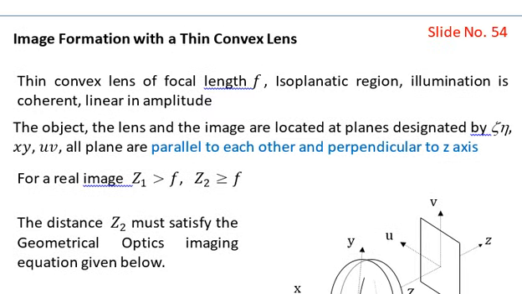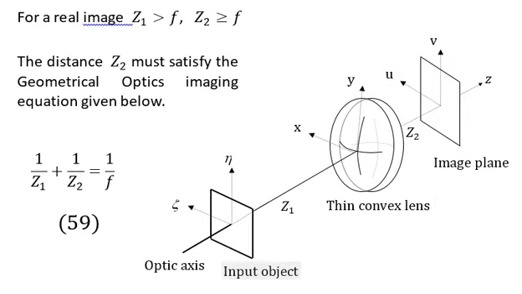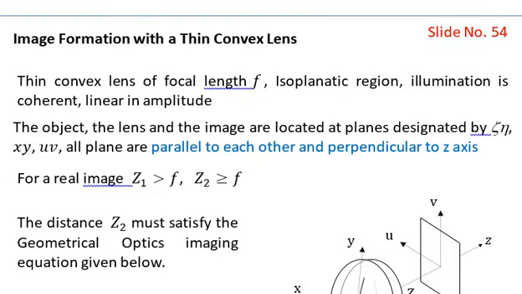Thin convex lens of a focal length f. We are using a thin convex lens of a focal length f, and the region we are considering for the lens is the isoplanatic region, or the paraxial region of the lens. We have already explained isoplanatic terms many times in previous slides. Illumination is coherent, and under that condition the system is linear in amplitude. So our system is illuminated coherently, so this system is linear in amplitude.